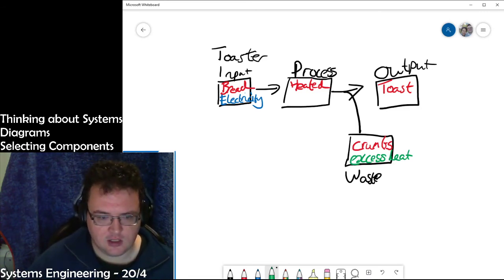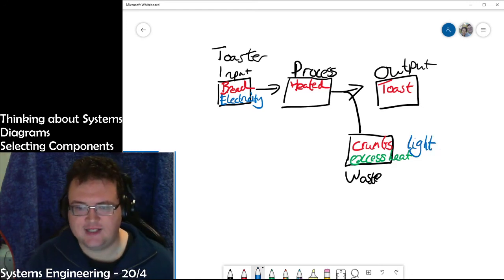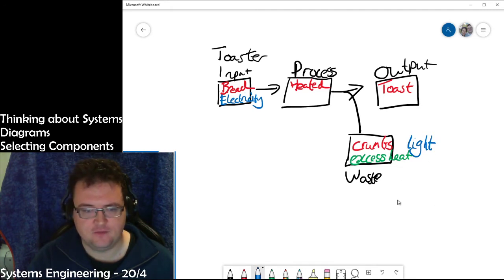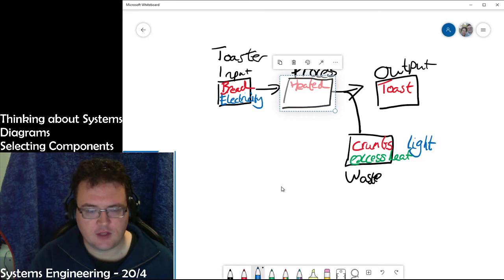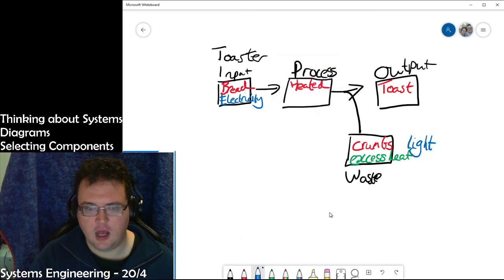And then we have our light. So what that means is that we have a process that's undergoing here, and then we have our waste products that come out of it. So let's see if we can't conceptualize that in another way.